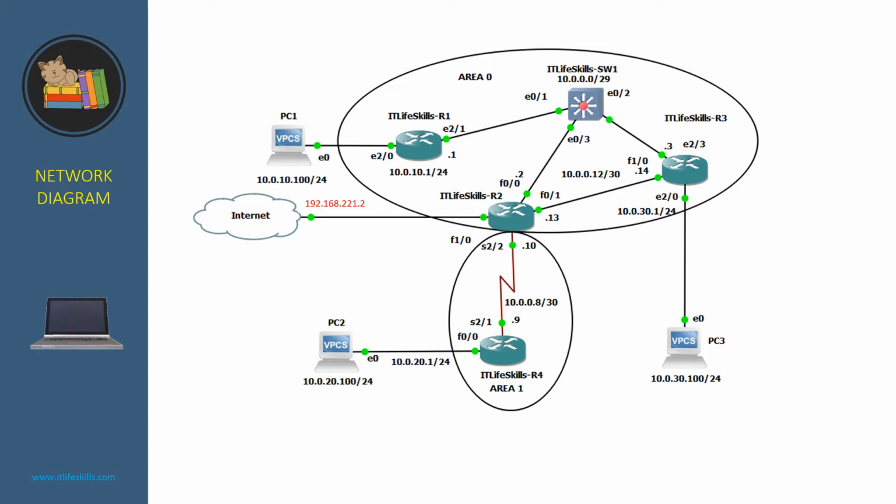For example, the interface E20 on IT Life Skills Router 1 and the interface E20 on IT Life Skills Router 3 and the interface F00 on IT Life Skills Router 4. It means that the OSPF processes on these routers will send hello packets out of those interfaces, causing unnecessary traffic. To avoid that, we can configure these interfaces as passive interfaces.